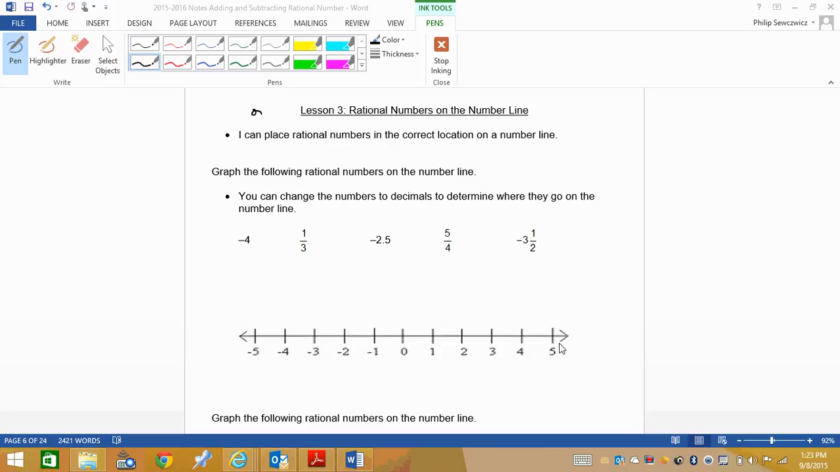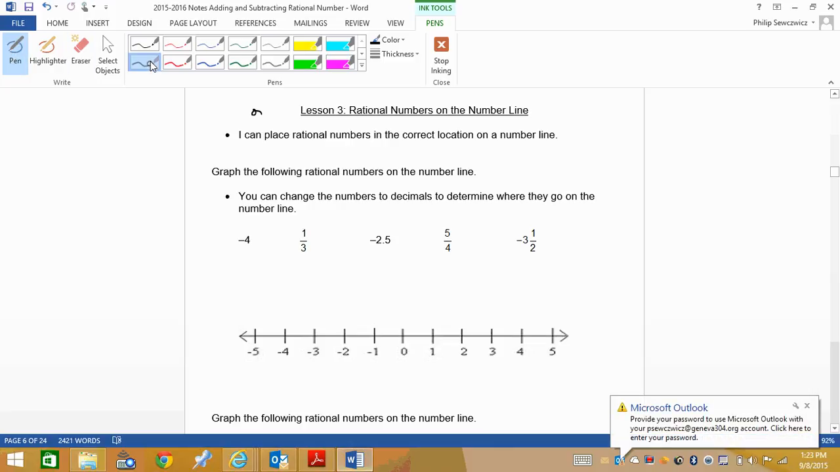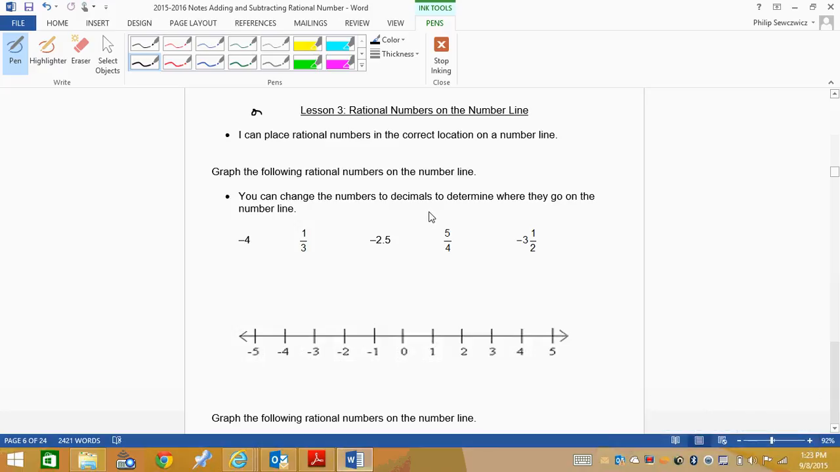But anyway, okay, so lesson number 3. What we are after here today is looking at our rational numbers and placing them on a number line. Now, the thing about this is we don't need to get ultra specific there. One of the things it says here is you can change the numbers to decimals, determine where they go on the number line. You can. I would stay away from that. That's a lot of work.